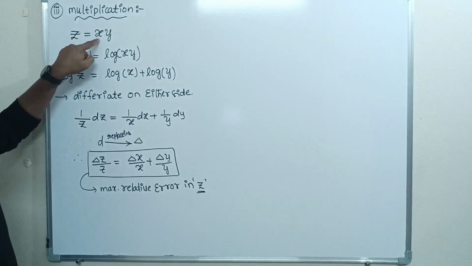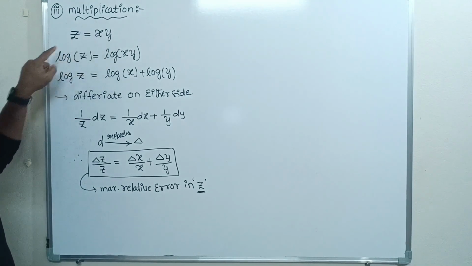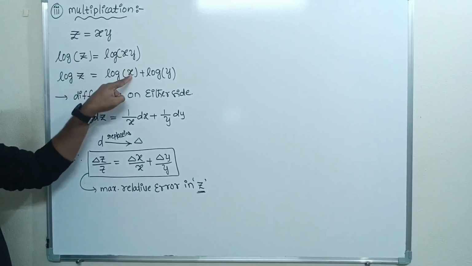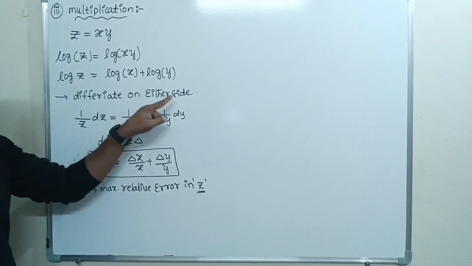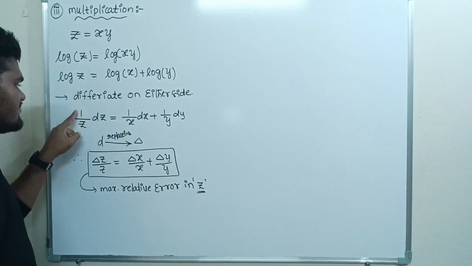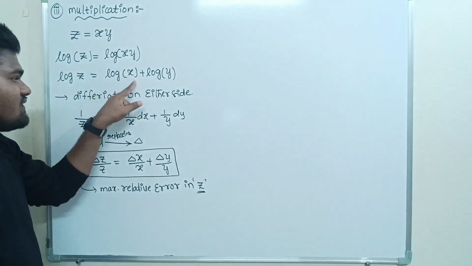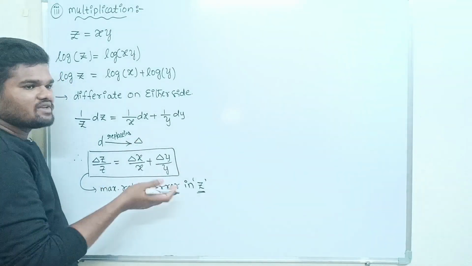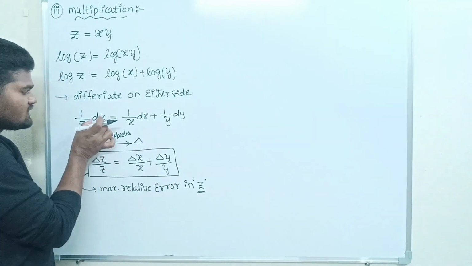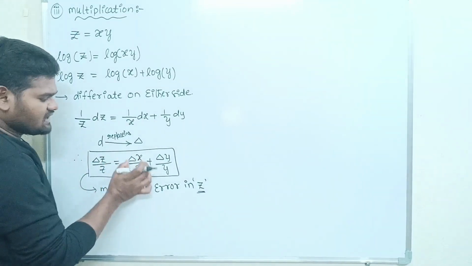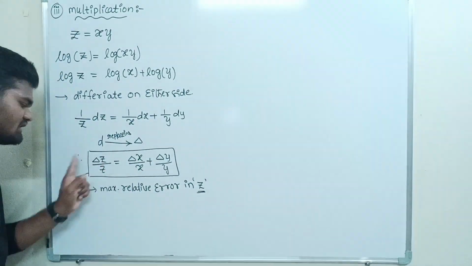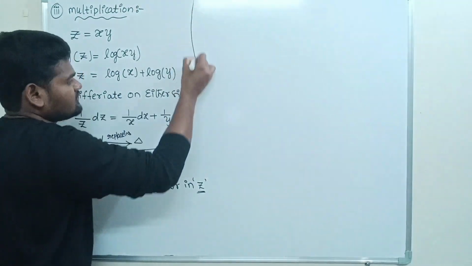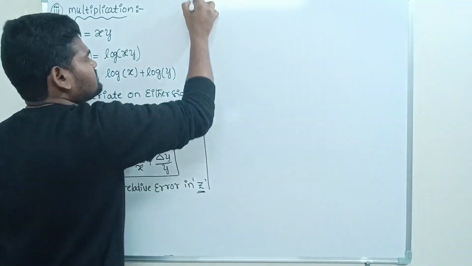Z is related with x and y as x into y. What we did: we applied log on either side, so log z is equal to log a plus log b. Then we differentiate on either side: 1 by z dz, 1 by x dx plus 1 by y dy. I replaced d with delta. Delta means difference, d means differentiation. So delta z by z is equal to delta x by x plus delta y by y, and this relation is called the maximum relative error in z. Are you getting?